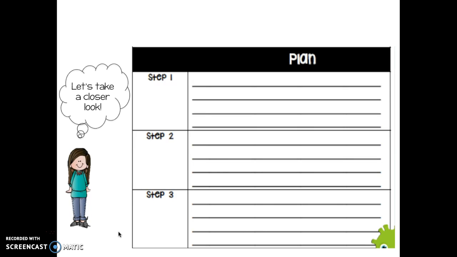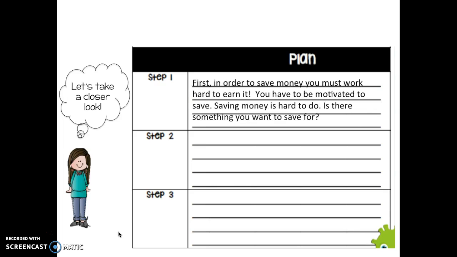Now that I've had all my materials listed, I can start to think about my plan. Well, let's take a closer look at the plan. First, in order to save money, you must work hard to earn it. You have to be motivated to save. Saving money is hard to do. Is there something you want to save for?